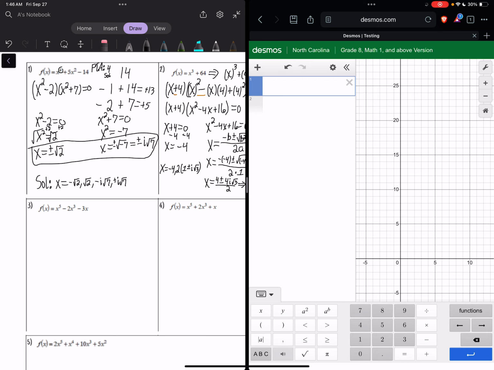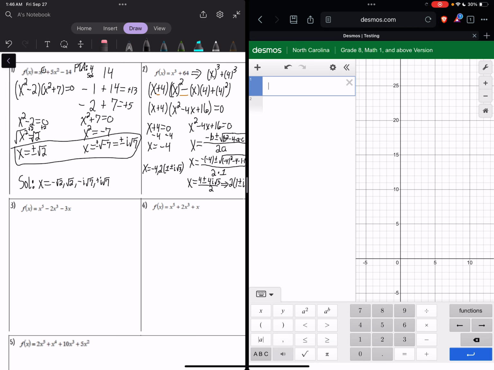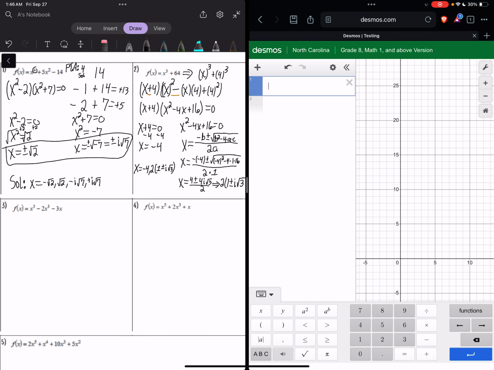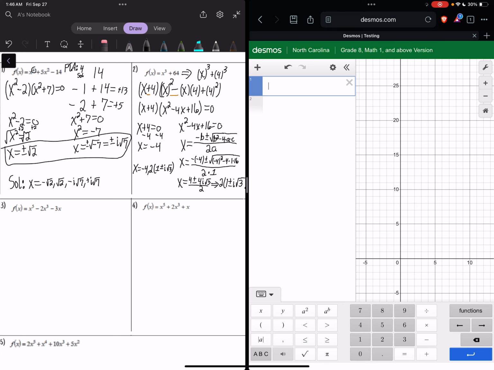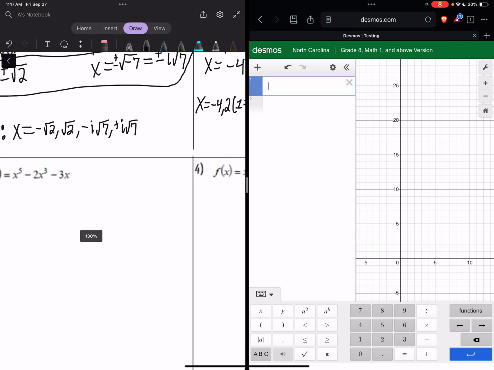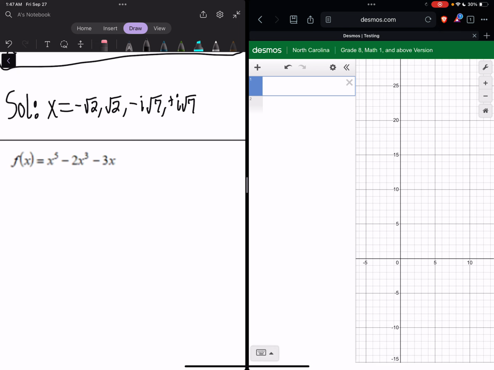All right, let's look at number 3. I might be doing both. Okay. Number 3. And this is not drawing for y. GCF is x, so I'm going to pull out an x. I have left x to the 4th minus 2x squared minus 3.